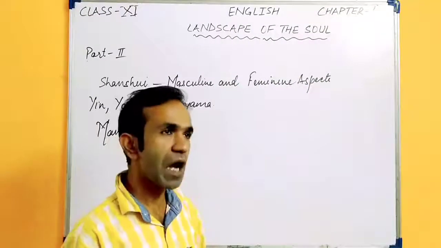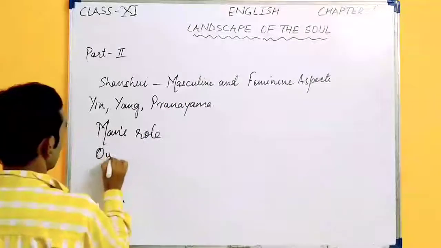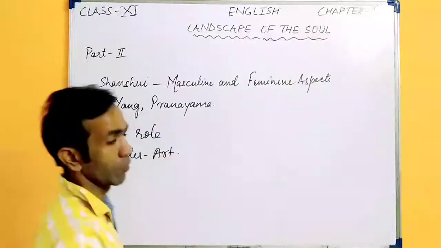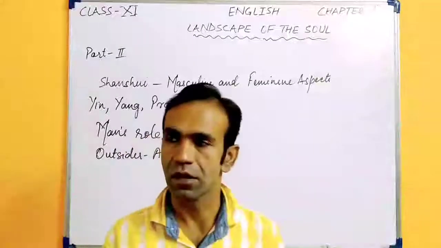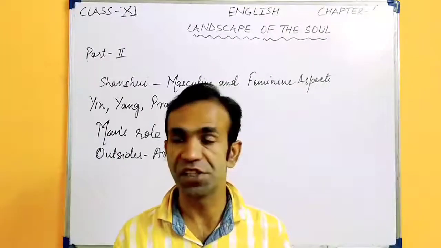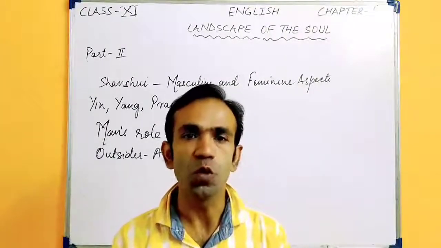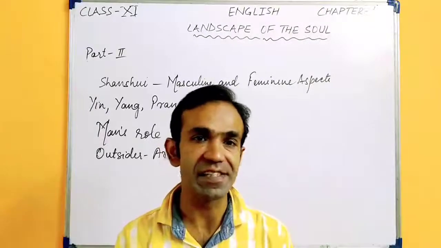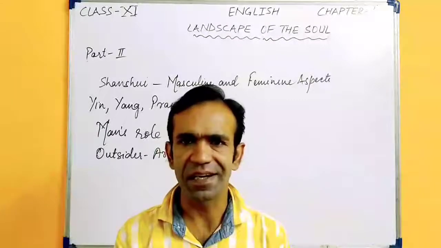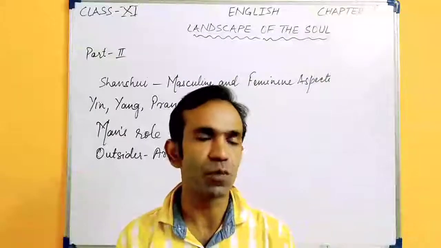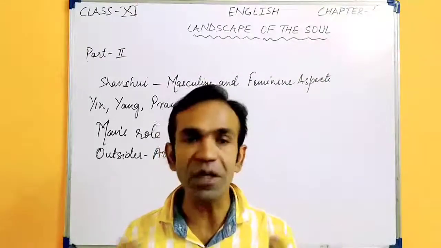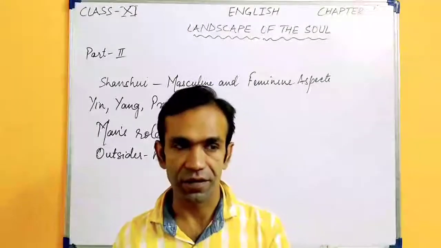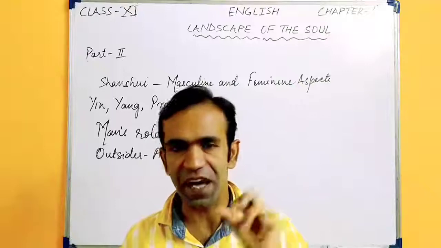The next point is outsider art. Now what is meant by outsider art? French painter Jean Dubuffet, D-U-B-U-F-F-E-T, originated the concept of outsider art. It is described as outsider art because it is produced by people who had no formal training yet show their talent and artistic insight. This is what is given about outsider art in your text.